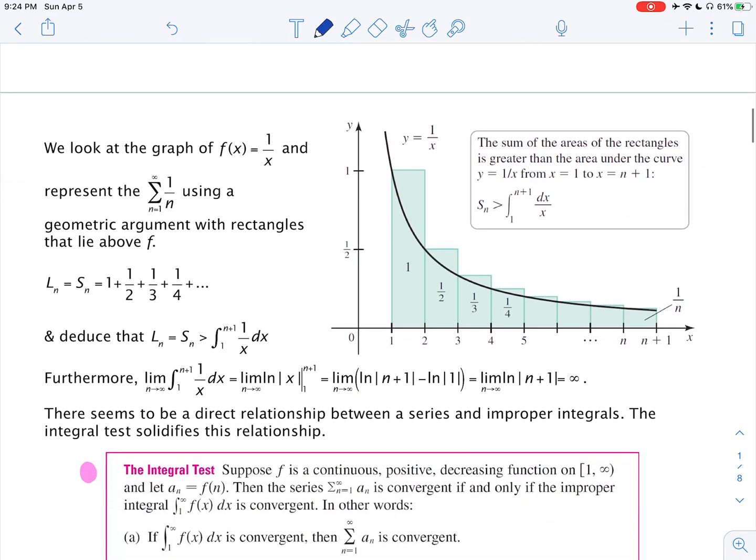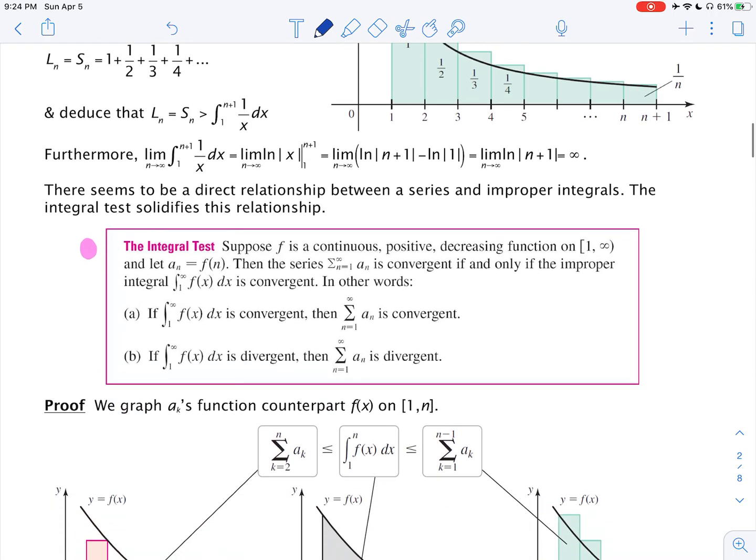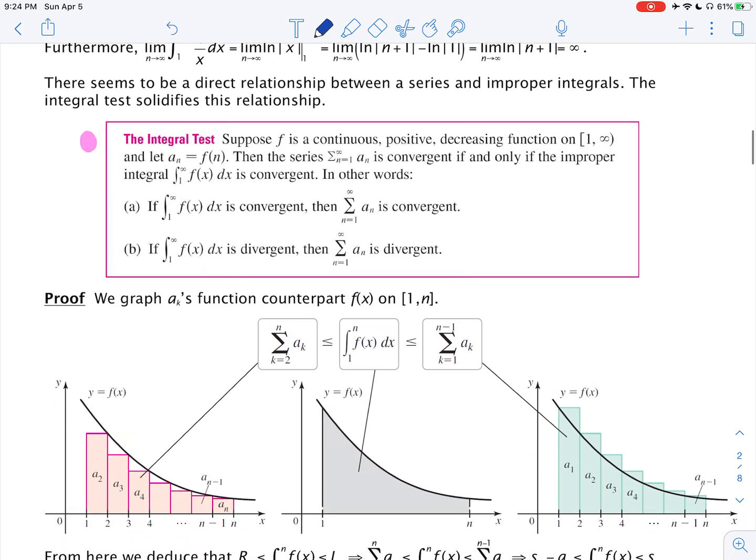And here we go. Let's look for the definition or the rule set for the integral test to determine if a series will converge or diverge. Okay. So we've got some criteria that we have to verify if we're going to be allowed to use the integral test to see if a series converges or diverges.